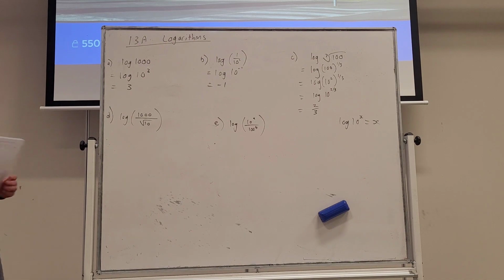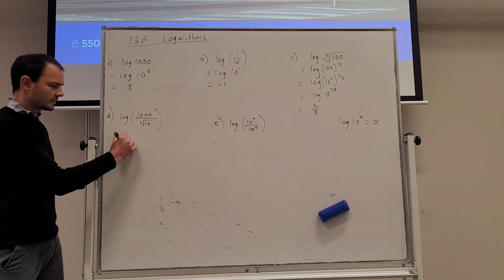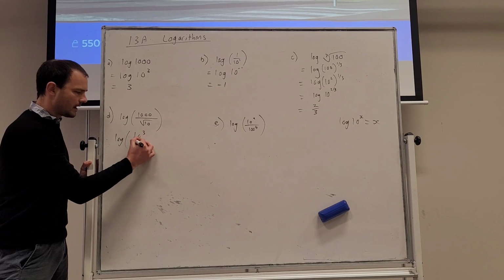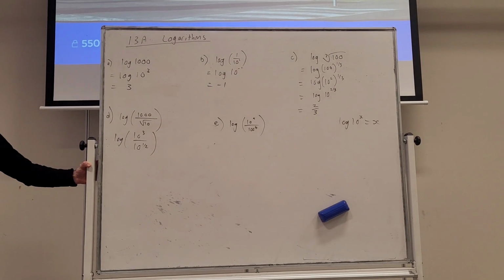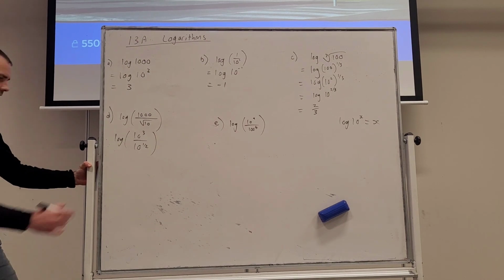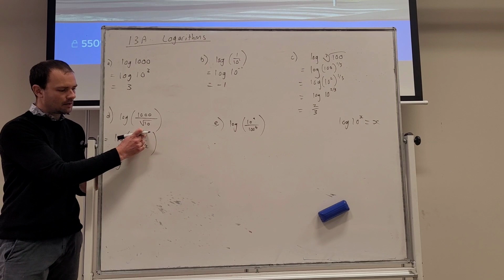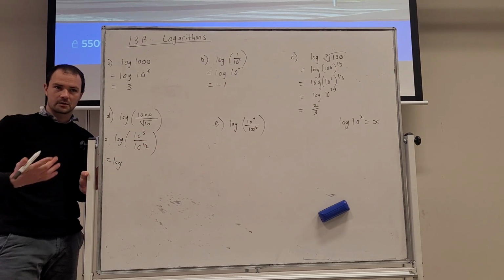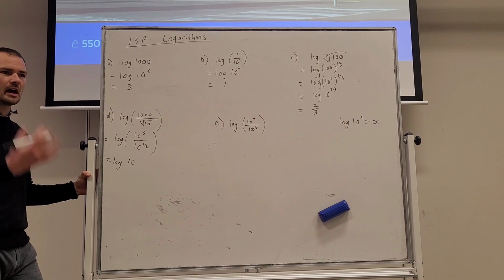Alright, on to D. We've got 1,000 on the square root of 10. So the first thing we're going to do is express both of them as a power of 10. So at the top I've got 10 to the power of 3, and at the bottom I've got 10 to the power of a half. Okay. Now we're using the index law where it's the top power, take away the bottom power. So it's going to simplify to 10 to the power of 3 take a half.